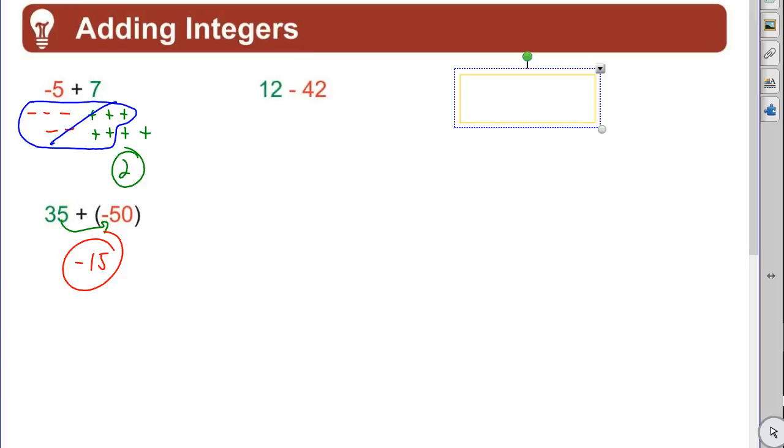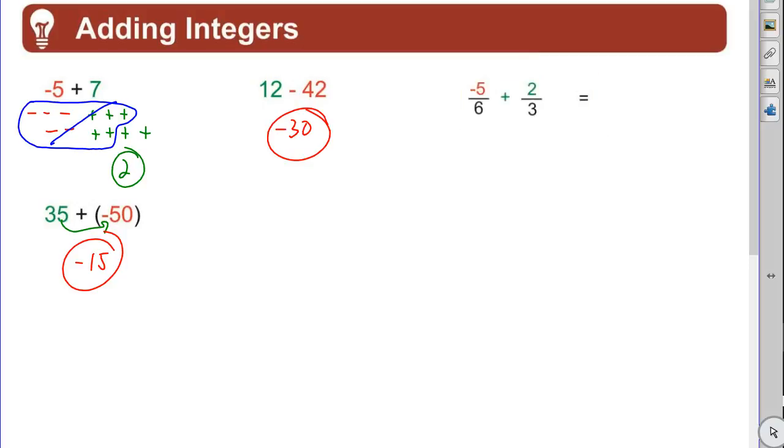So you get a problem like this, right? 12 of those positives wiped out 12 of the 42 negatives. So how many negatives are left if 12 of them got wiped out? There's 30 negatives left, right? I mean, that's all we're doing. 12 positives wiped out 12 of those negatives, and there's 30 left.